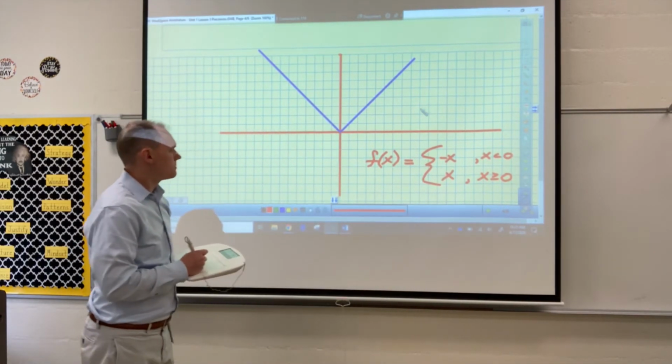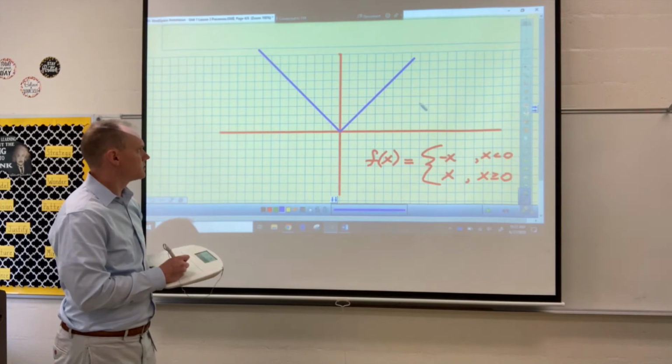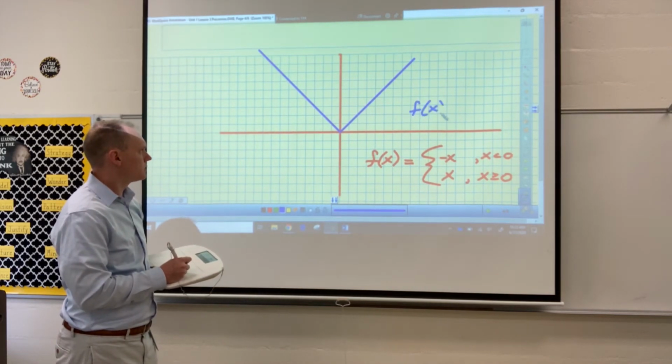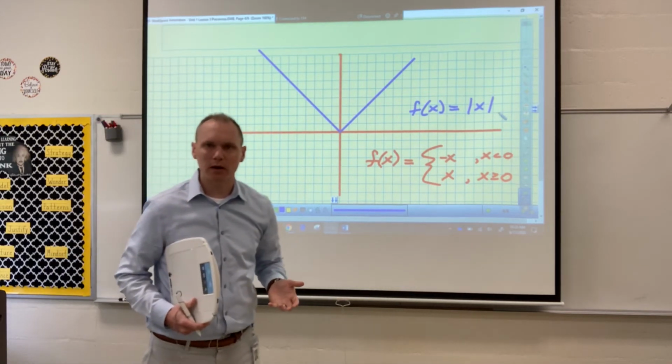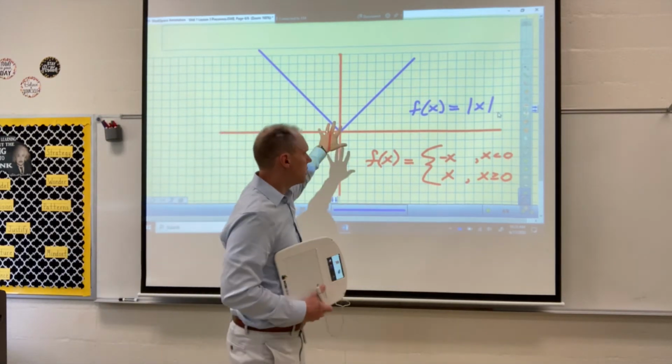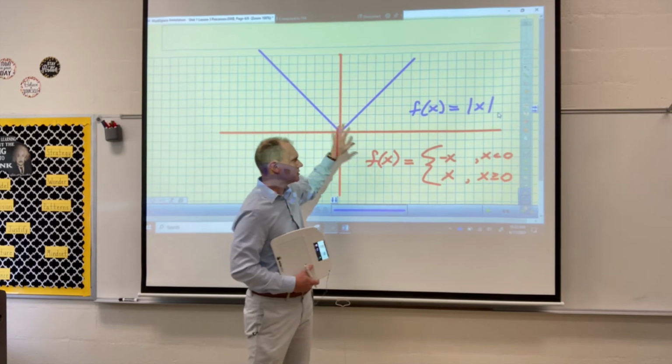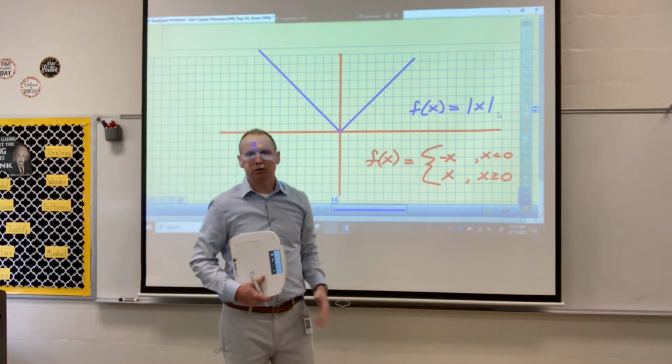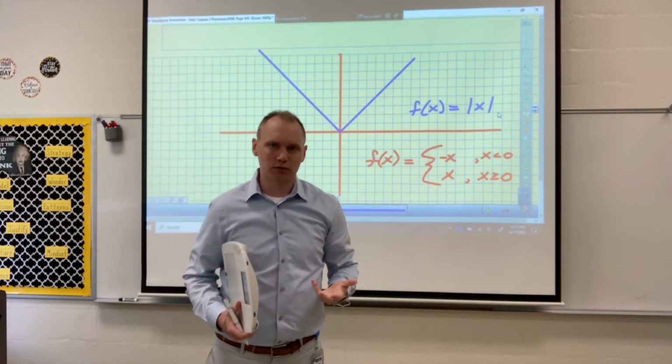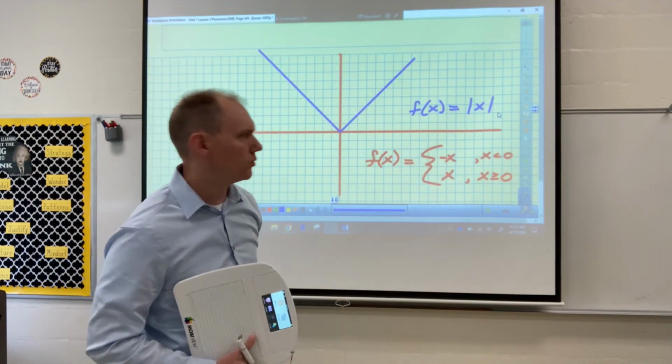Now you could also just write f of x equals absolute value of x, and everybody would know what you're talking about. But I wanted you to know that absolute value functions are piecewise functions. We just have special notation to denote what those look like.